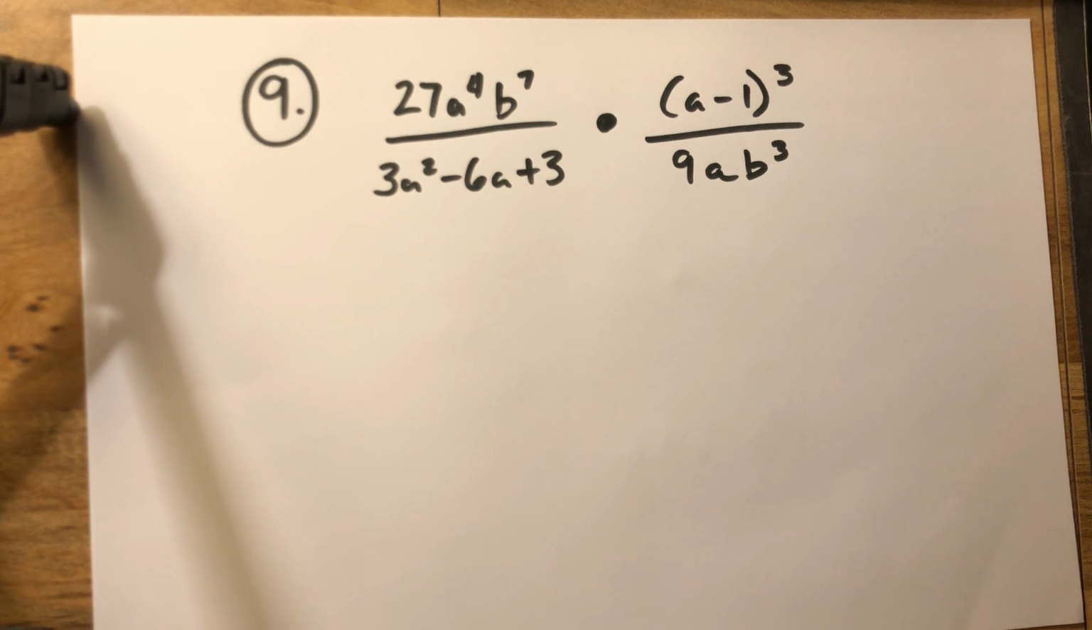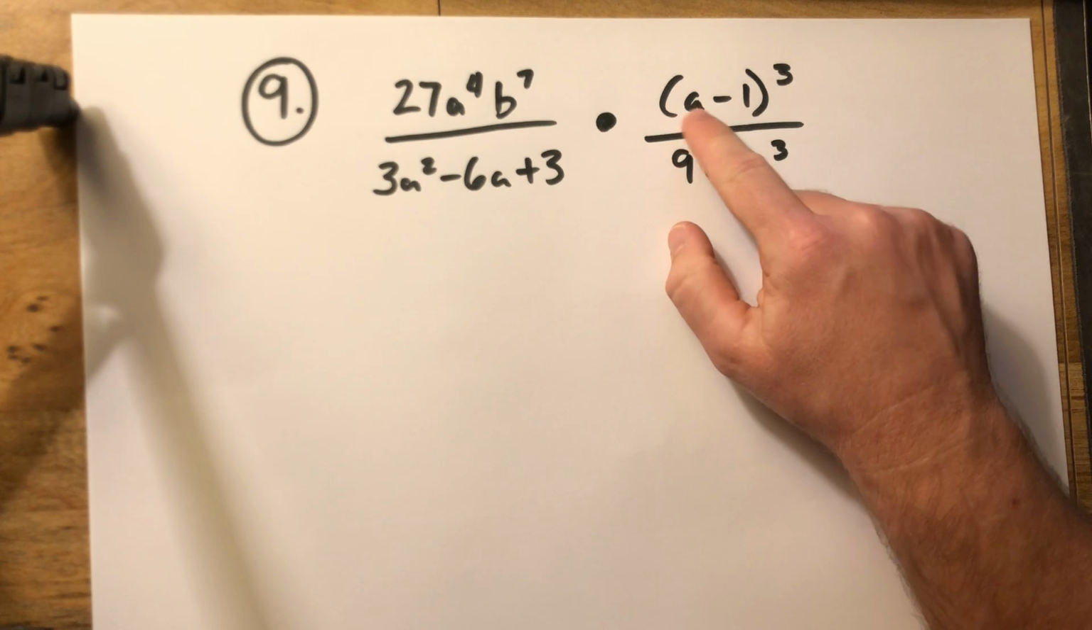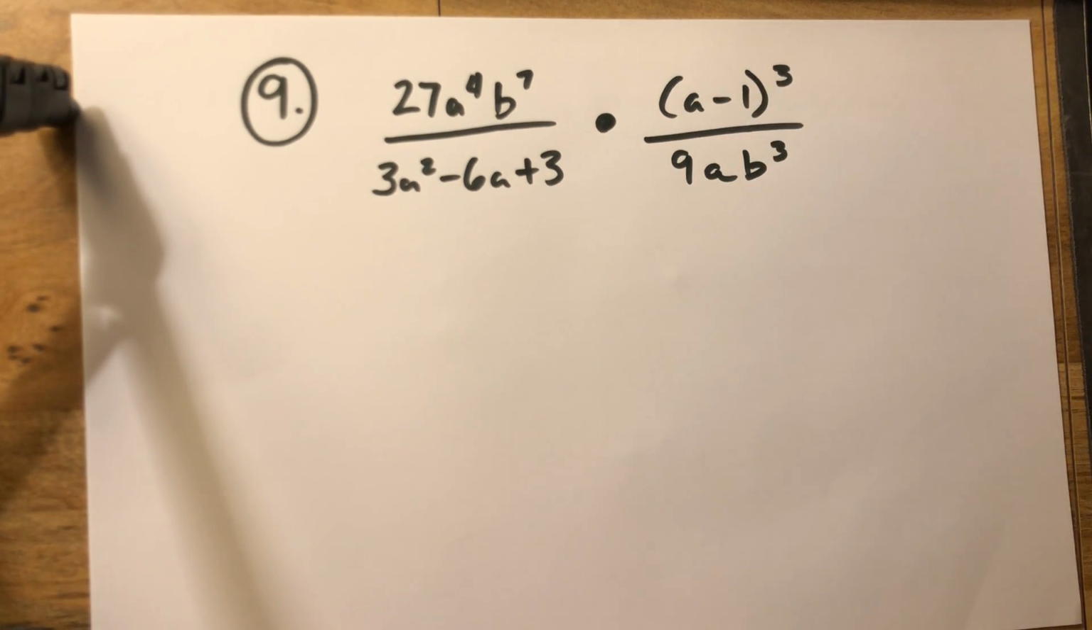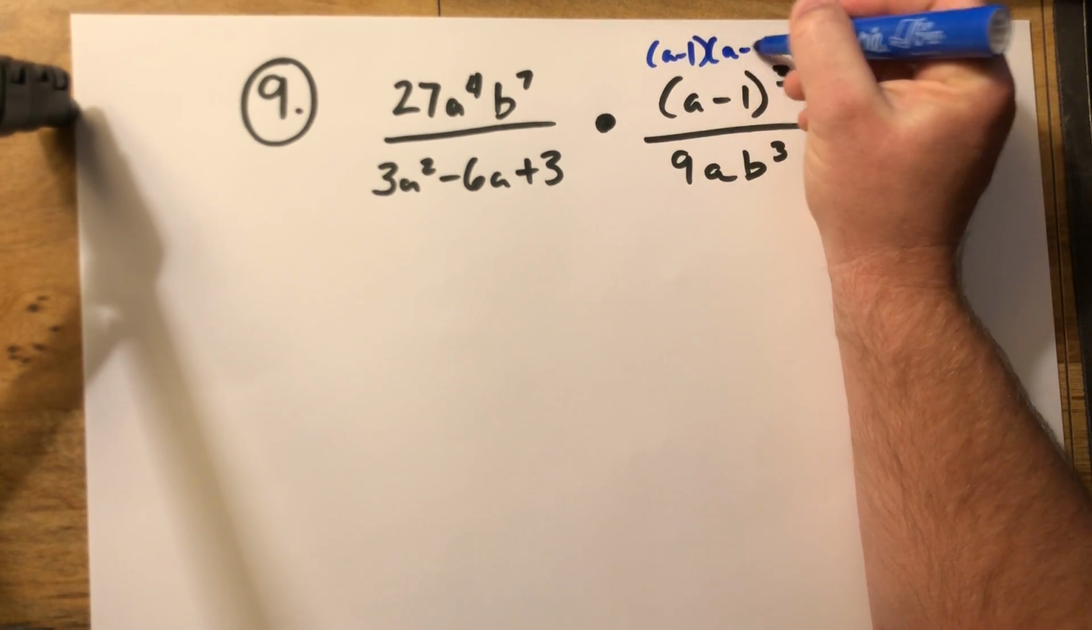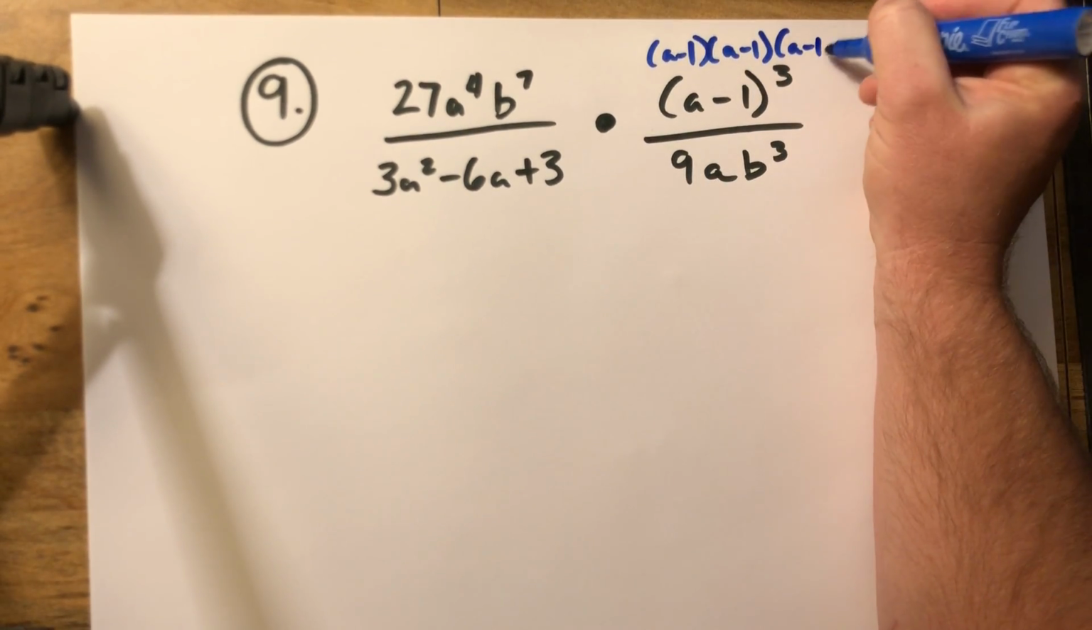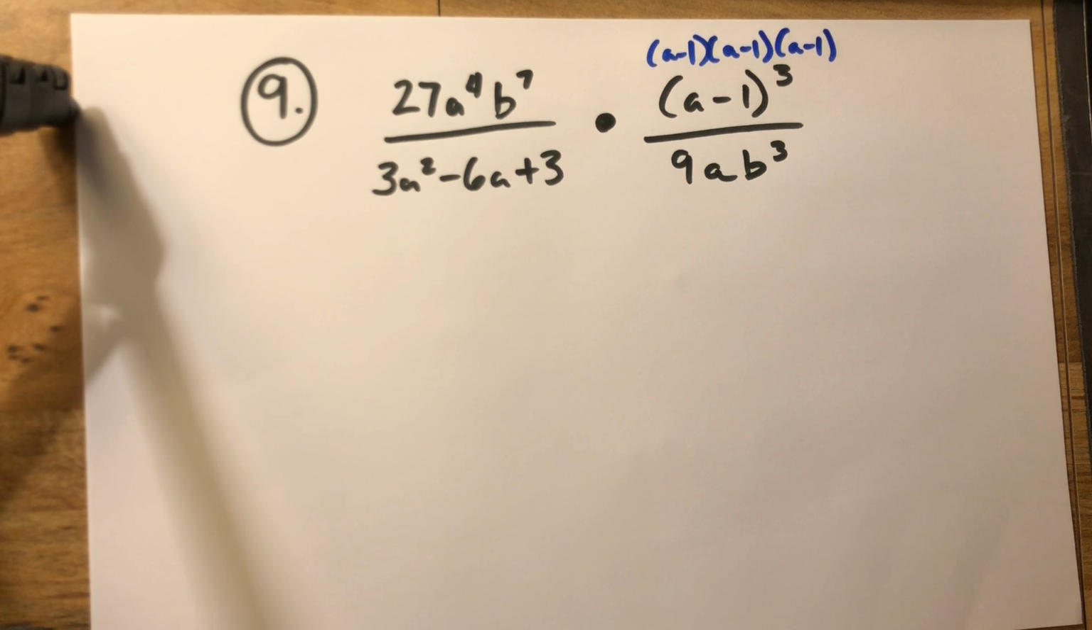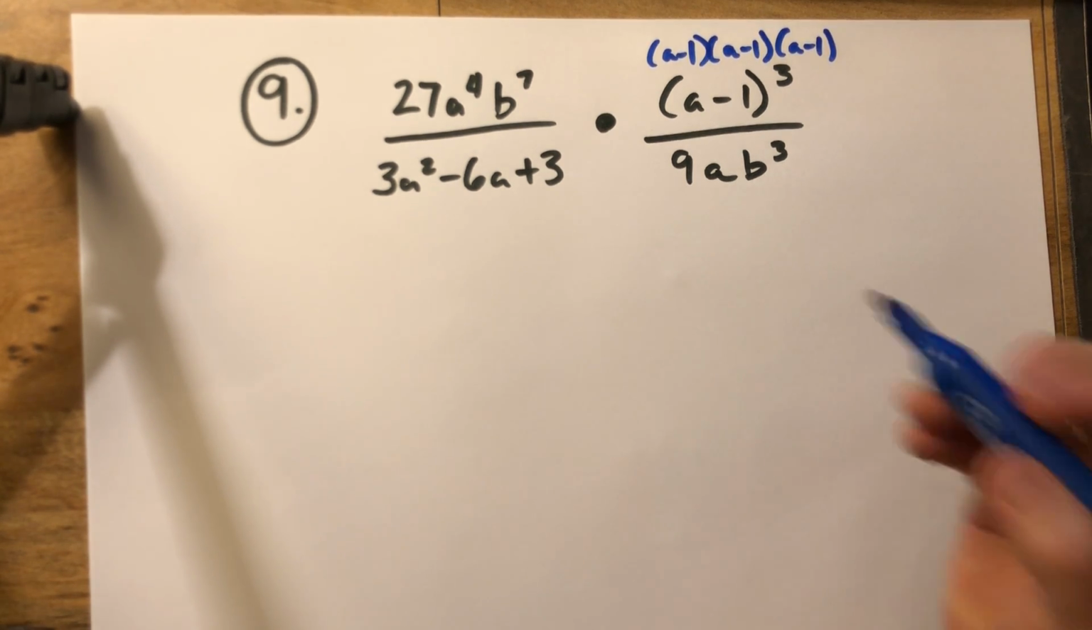This one presents a little bit of a different look because we have a minus 1 to the third. That just means we have a minus 1 and a minus 1 and a minus 1. Just to show you real quick. So a minus 1, a minus 1, a minus 1. That's a minus 1 to the third. You don't have to expand that at all.